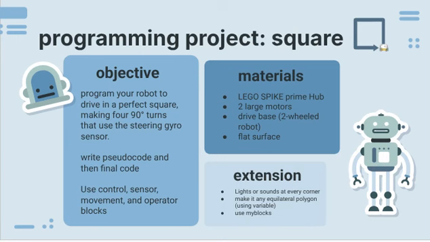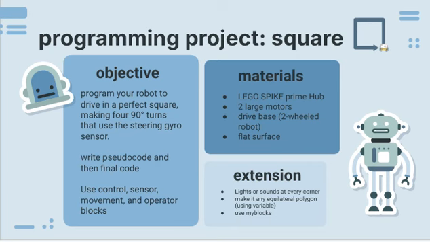And if we're going to talk about the programming project, which is a square. The objective of this one is to program your robot to drive in a perfect square, making 4 90-degree turns that use the steering gyro sensor. So as you can see, you can infer that everything is just working together to highlight a goal. Write the pseudocode and then the final code. It makes it so much easier. Use control, sensor, movement, and operator blocks. So just incorporate what you can.